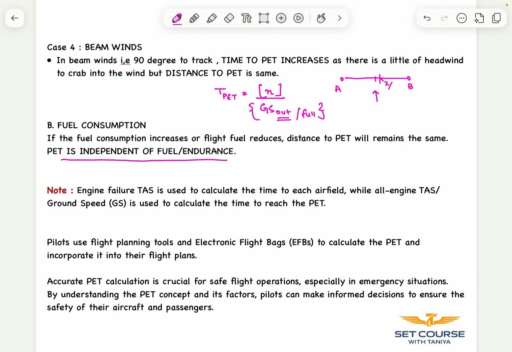Now another quick summary: we were calculating the point of equal time because it is a case of emergency. Suppose the emergency is an engine failure. So our ground speed home or the ground speed onward is going to be, say, a single engine speed. But the ground speed out or the full one, it is all engine TAS. And our home speed or the on speed was used to calculate the distance. But in order to calculate the time, we'll be using our all engine TAS.